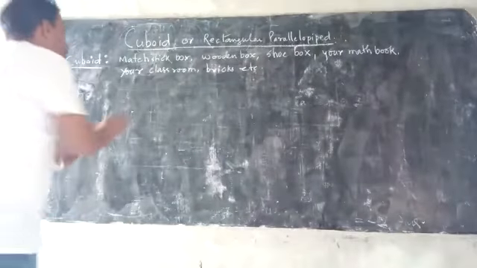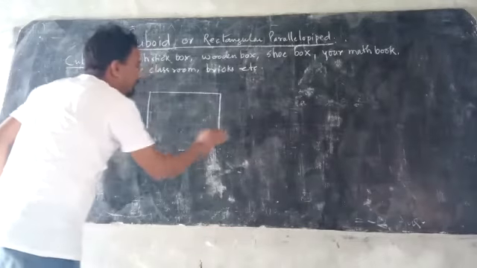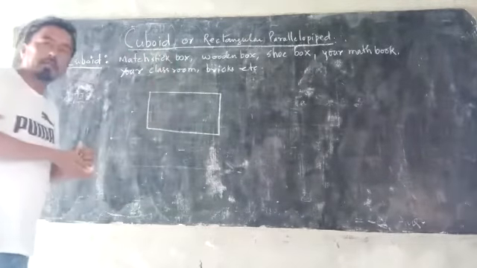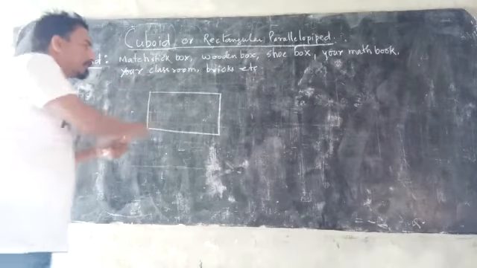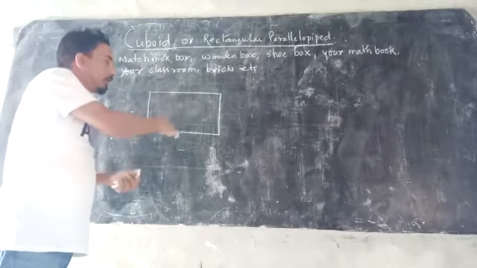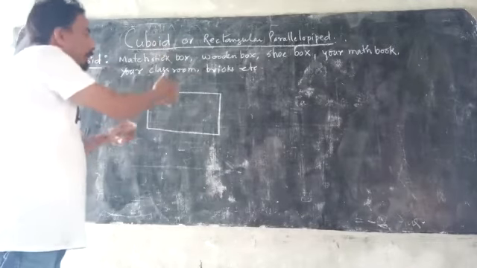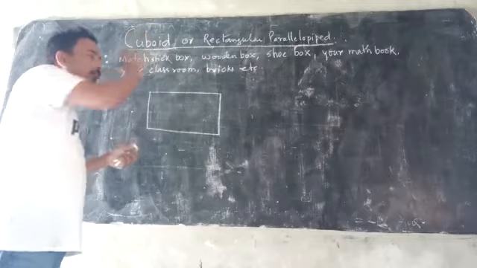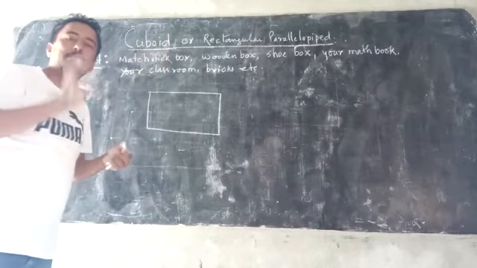Now let me draw one rectangle again. First of all, we must draw one cuboid here. I forgot to tell you, rectangle is a two-dimensional figure because length and breadth are measured in a rectangle. In a parallelepiped, length, breadth and height, all three are measured. So the parallelepiped, this cuboid, is known as a three-dimensional figure.